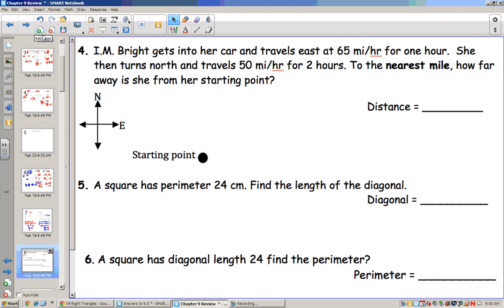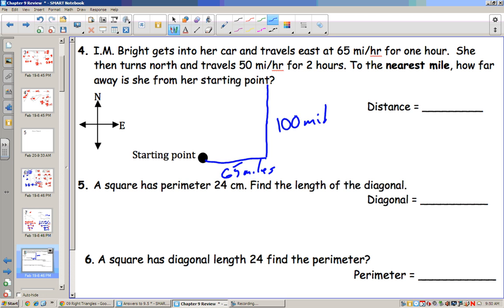All right, now we move on to some word problems. I'm bright gets into her car and travels 65 miles per hour east for 1 hour. So we're going this way. East is to the right. So if you go 65 miles per hour for 1 hour, that means you go 65 miles. She then turns north and travels 50 miles per hour for 2 hours. So if she goes 1 hour, that's 50 miles, then another hour, that's 100 miles.